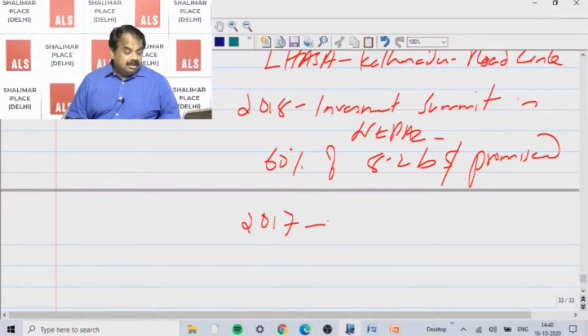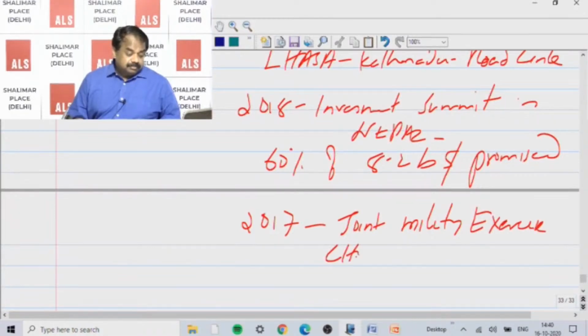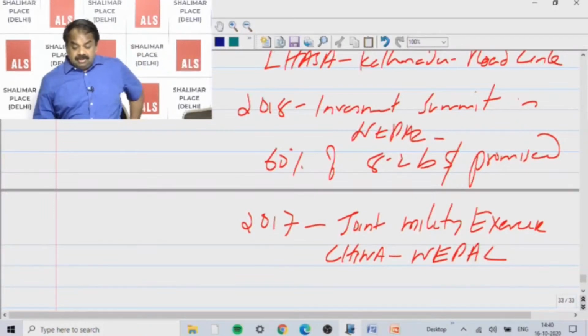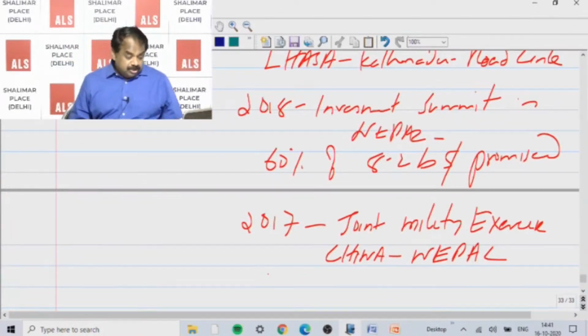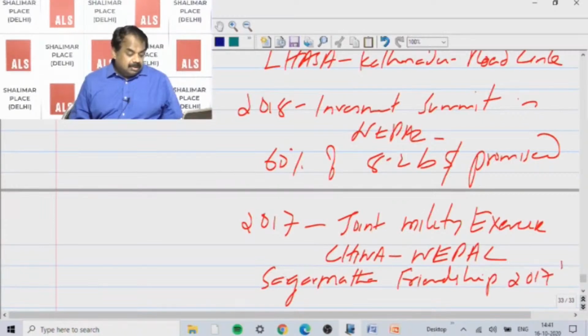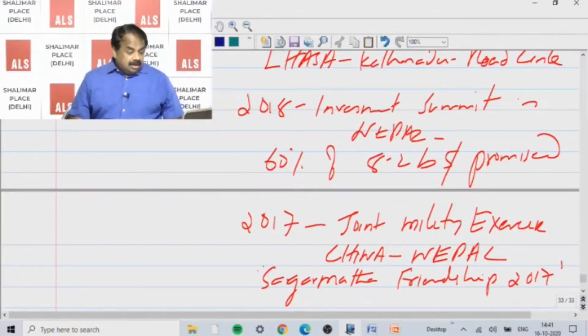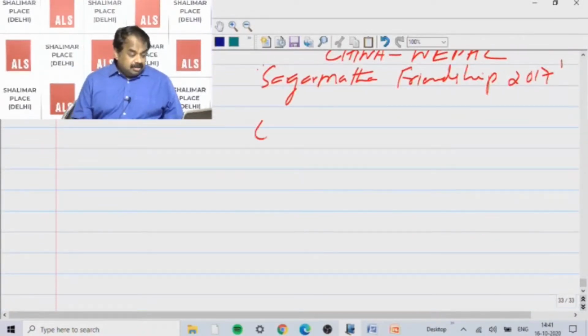In 2017, the first ever joint military exercise between China and Nepal took place, which is called Sagarmatha Friendship 2017.